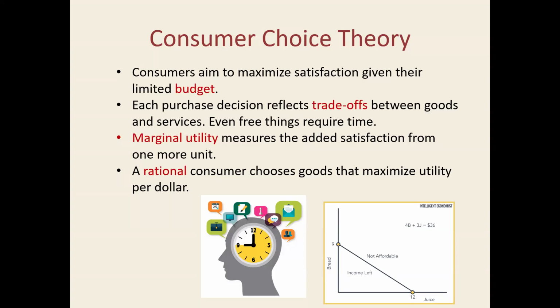A rational consumer chooses goods that maximize utility per dollar. So if we can measure utility as a unit, like say 40, the utility per dollar would be the amount of utility we get. Let's say we pay for something that costs $4, like maybe getting an ice cream cone. We take 40 divided by 4, and you get a utility of 10 units per dollar. And then we essentially subconsciously compare that to the utility per dollar of other things.